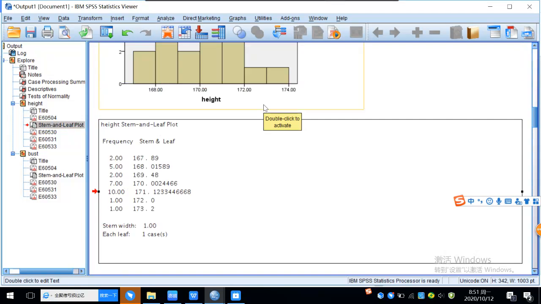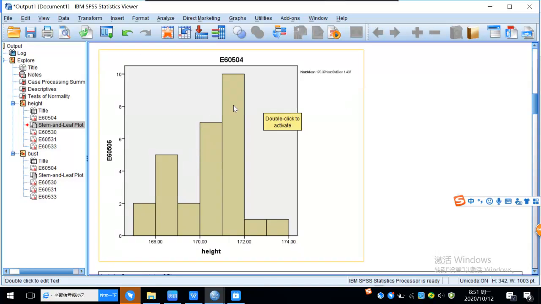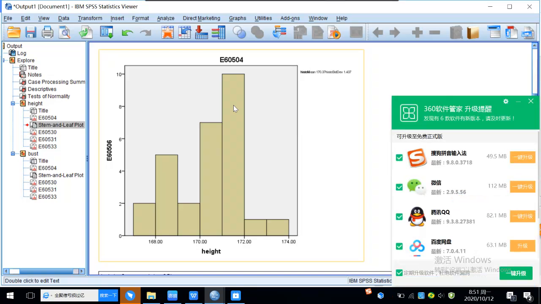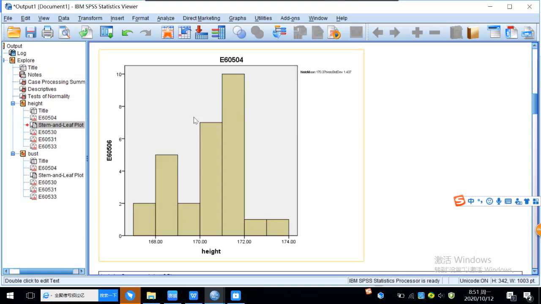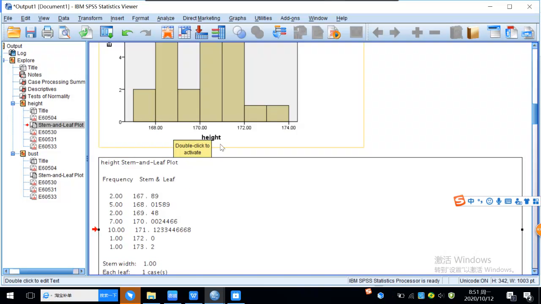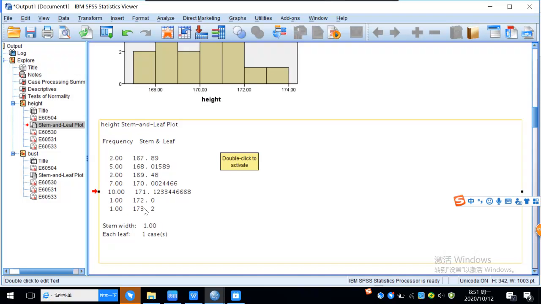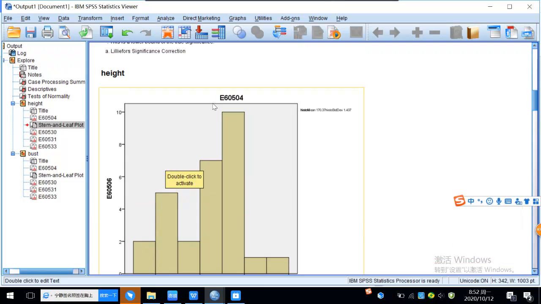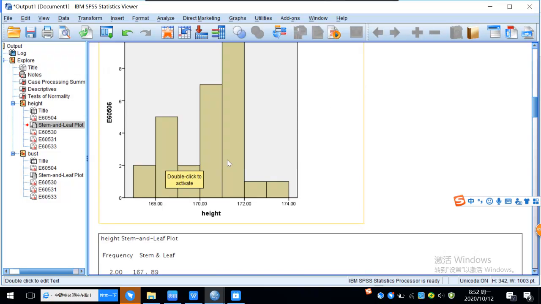Okay, so just like this is the histogram. Histograms show this way, and the stem and leaf plot shows this way. Okay? It's vertical. It's another side. So that means for 170.0 to 170.9, we have 7 people, and for 171.1 to 171.9, we have totally 10 people. Okay, like here, 10 people here, 7 people here, and now it shows in this way.